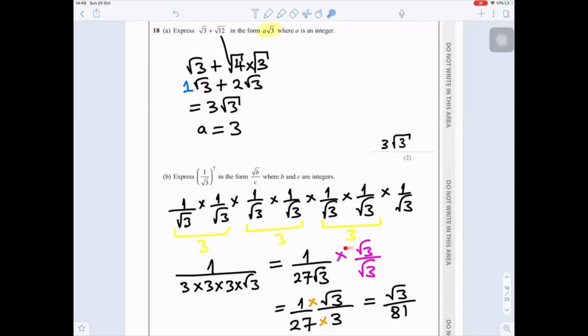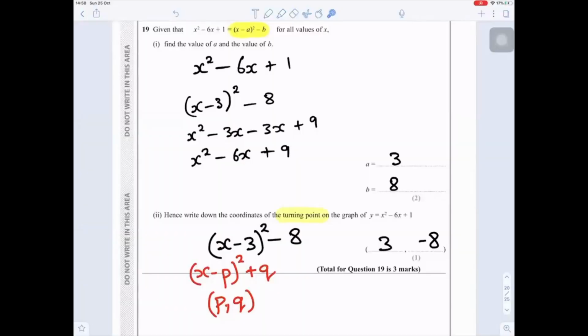So 1 times square root of 3 at the top, the numerator, it gives you square root of 3. 27 times square root of 3 times square root of 3 now at the denominator gives you 3. So 27 times 3 is 81. So that means this square root of 3 at the top is equivalent to this square root of b at the top there. So b is 3, c is 81.